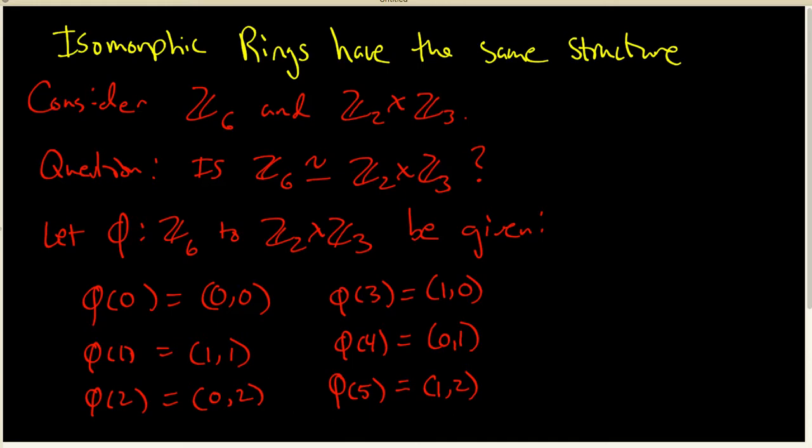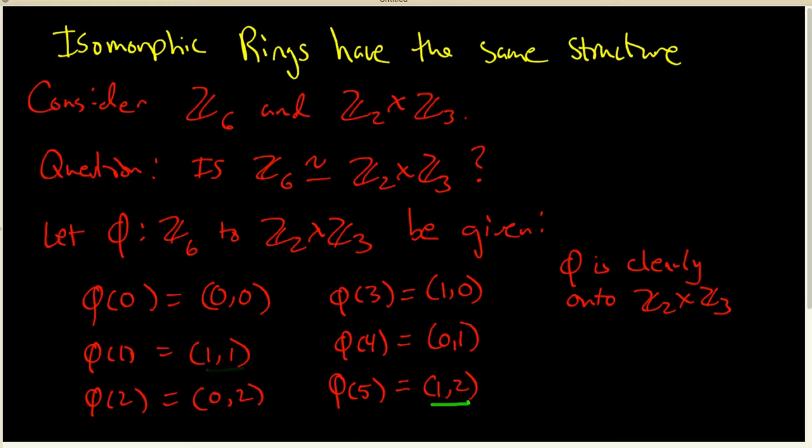Now, if I start looking at this, it's pretty clear that phi is onto the ring Z2 cross Z3 because we have every single ordered pair whose first coordinate comes from Z2 and whose second coordinate comes from Z3 accounted for. There's (0, 0), there's (0, 1), there's (0, 2). And here's (1, 0), and (1, 1), and (1, 2).